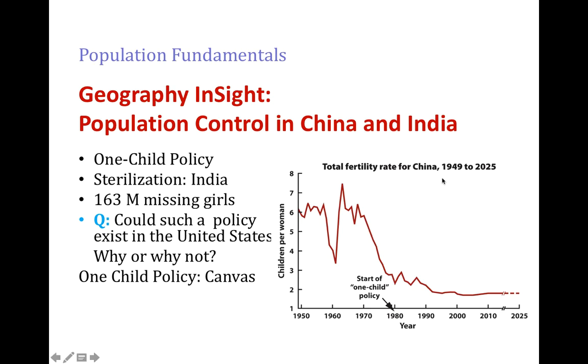So, this one child policy led to so many issues, and one of the biggest is missing girls. Girls who were abandoned, girls who were left for dead. I've had multiple students through the years who were adopted. I had one student who was adopted by Swedish parents. She grew up in Sweden, but she was found in a garbage can in a train station.